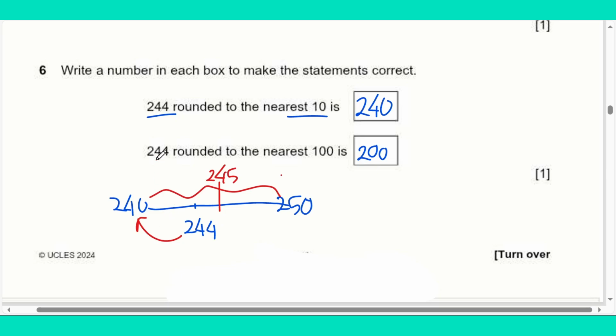The same applies to 244 rounded to the nearest 100. So 244 is between 200 and 300, the nearest 100. Now we have to check the midway between 200 and 300. That is 250.